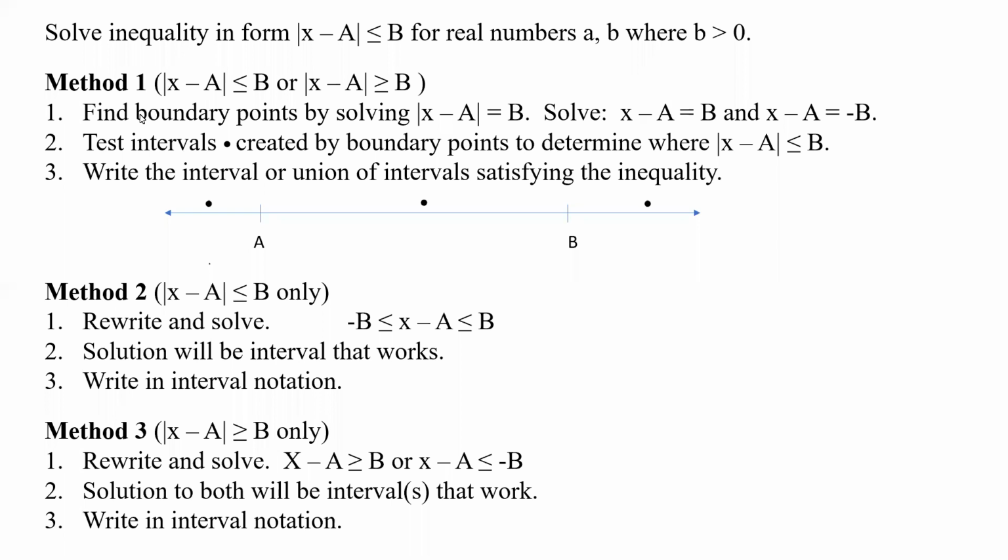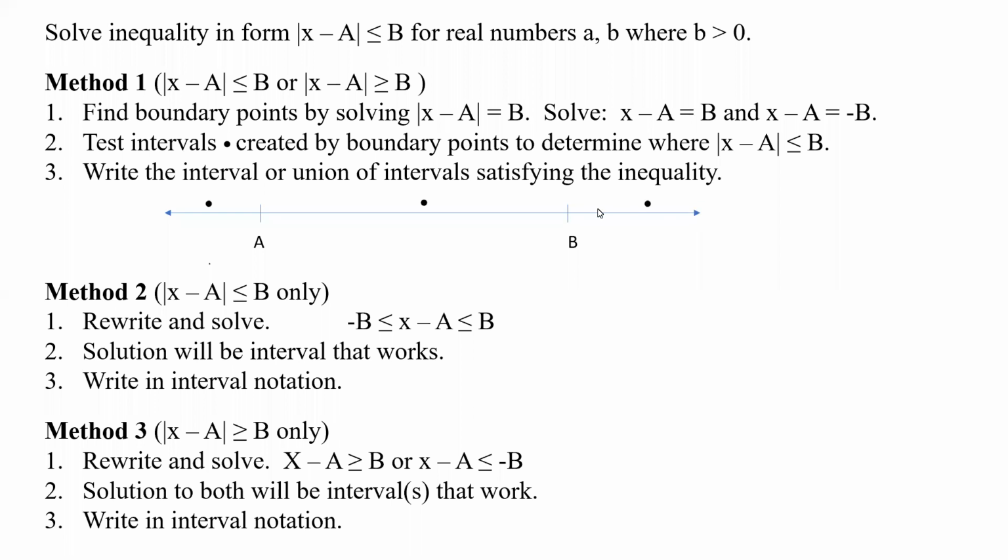So for the first one, method 1, we're going to find the boundary points by solving the absolute value of x minus a equals b. And we know how to solve that. We just did that. You're going to set x minus a equal to b and x minus a equal to a negative b. And when we do that, that's going to give us 2 points. And when we solve it, we'll get x equals something and x equals something else. And we're going to call those a and b here. It's not these same a and b's, but it's similar. And it's going to give us test intervals where we have these points here.